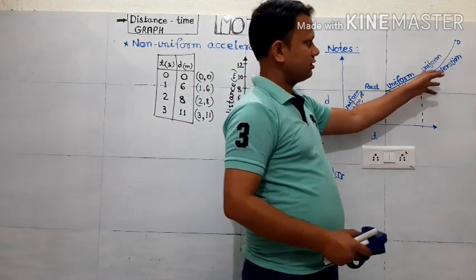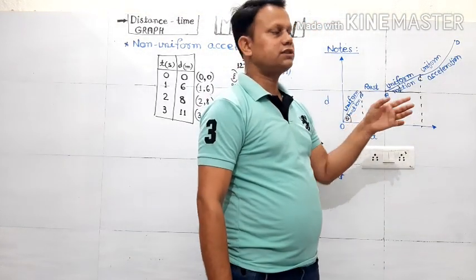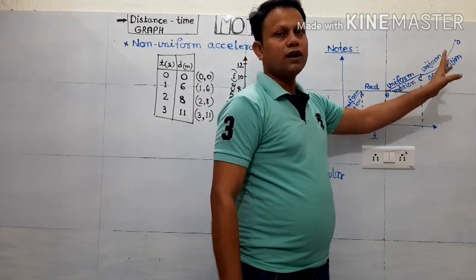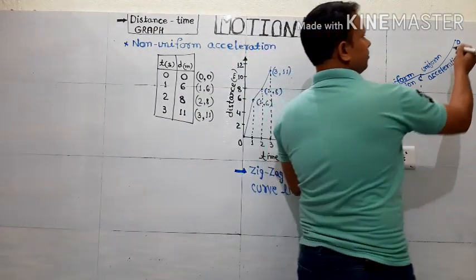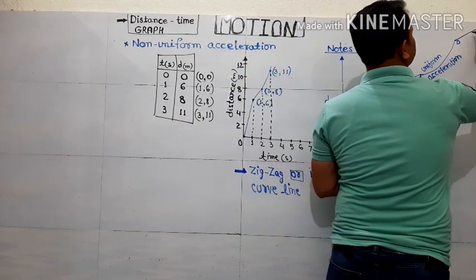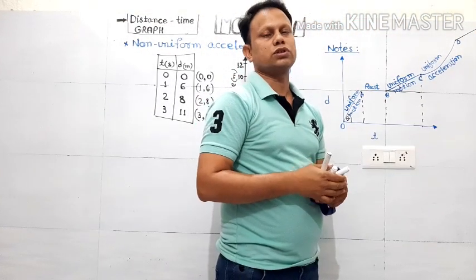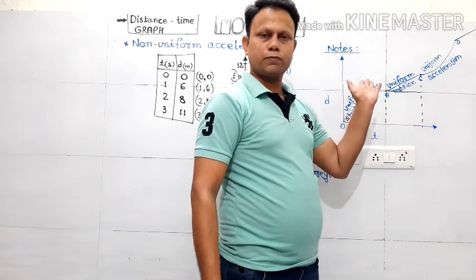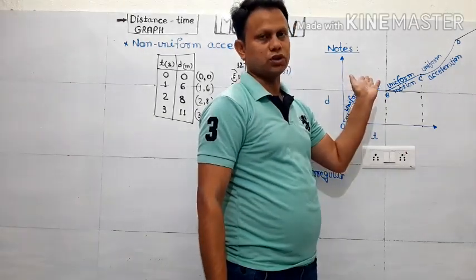And at last I have shown a regular curve. So as per our knowledge, this is uniform acceleration. Suppose that again it is coming parallel, rising straight. That means again it is showing a uniform motion. So in this way, whatever type of graph has been shown, we can conclude the type of motion also.